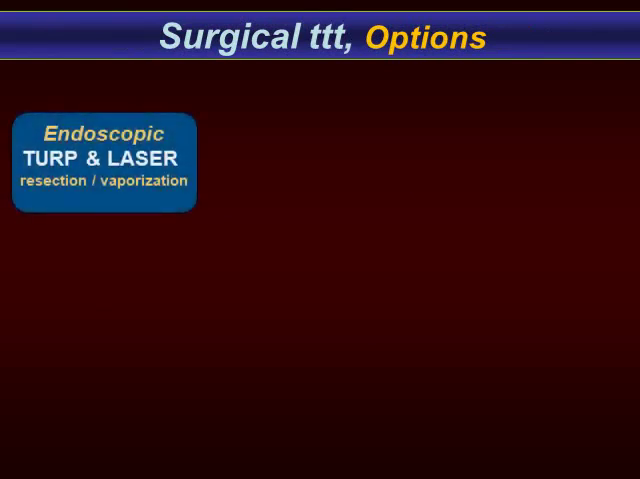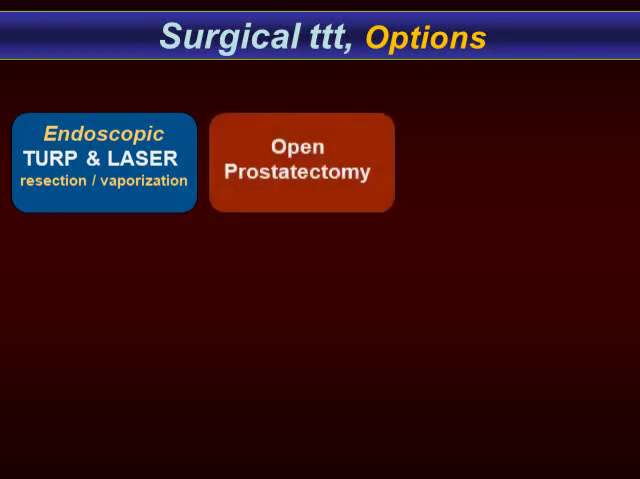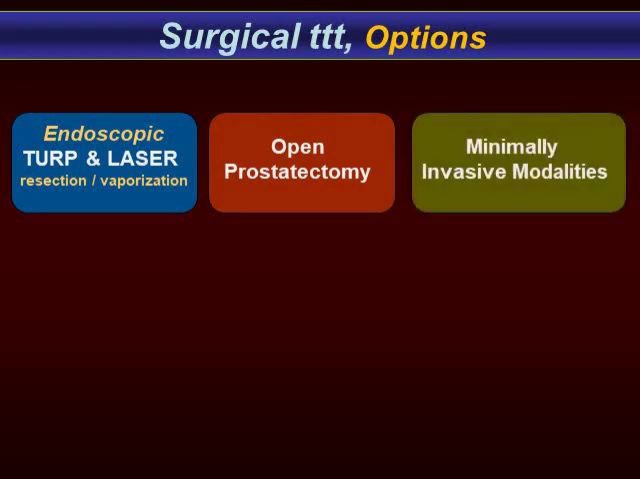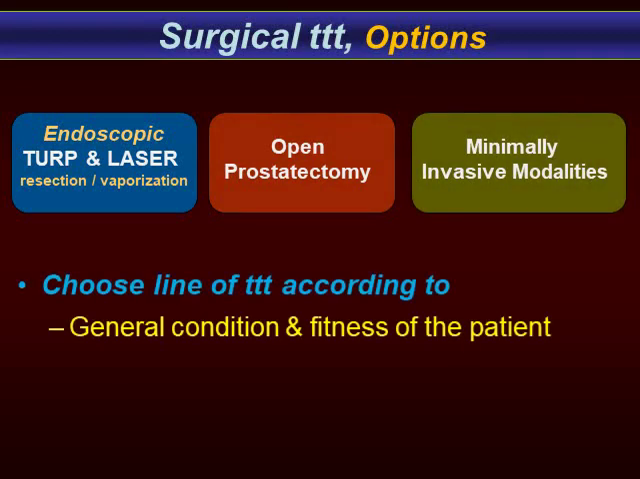So, what are the options? What are the options for surgical intervention? I could have endoscopic options like TURP, transurethral resection of the prostate, or laser, whether resection or vaporization. We will know the difference between resection and vaporization in a second. Or open prostatectomy. These are endoscopic procedures. Open prostatectomy, this is open surgery. Or minimally invasive modalities.